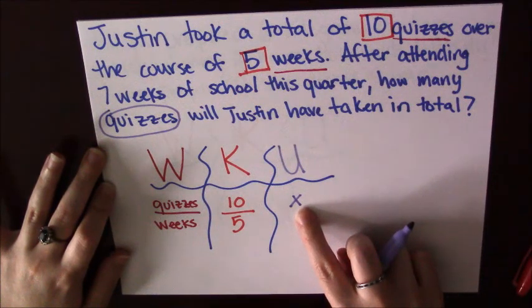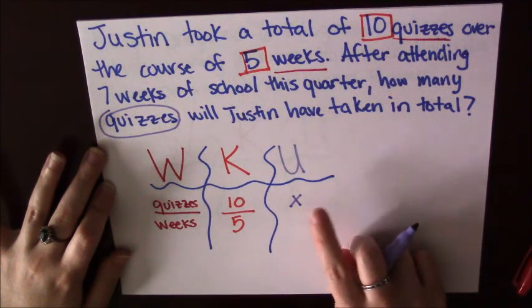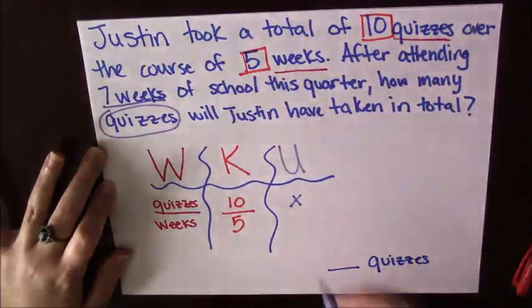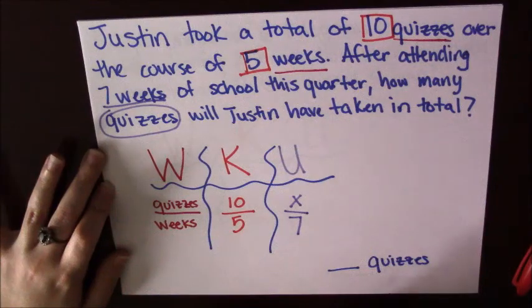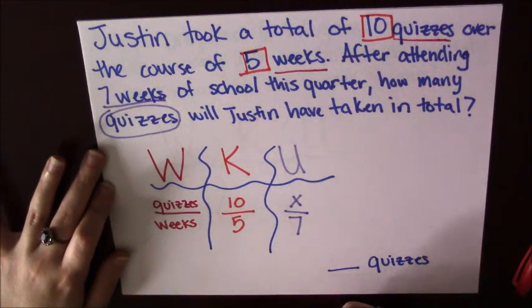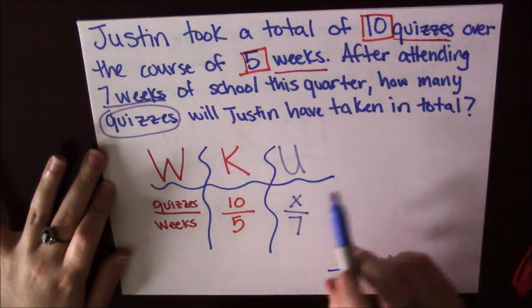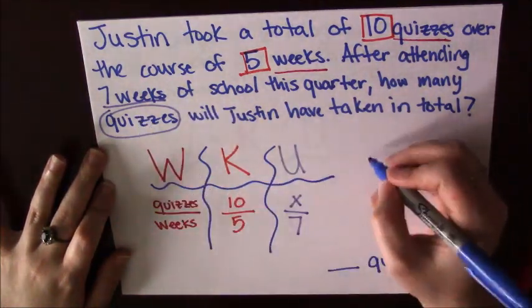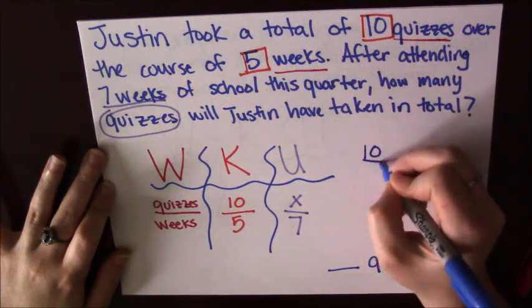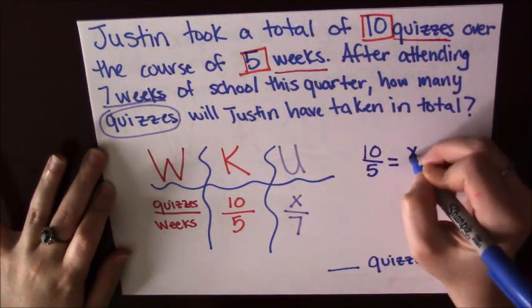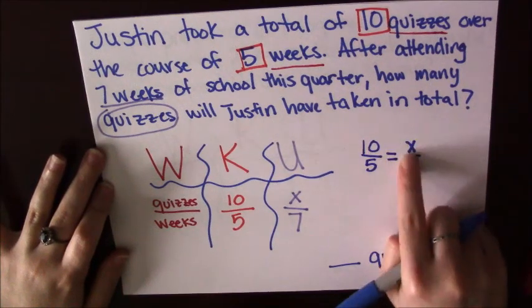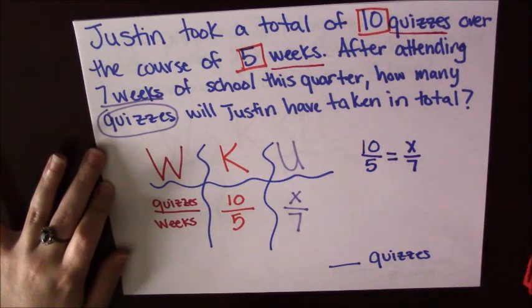And now I see I need another piece of information that they provided to me in my problem. And it says 7 weeks. So I place that underneath in the denominator. And now I can set up a proportion to solve and find out how many quizzes Justin would have taken in a total of 7 weeks. So now I set them equal to each other. And to solve a proportion, I have to cross multiply.